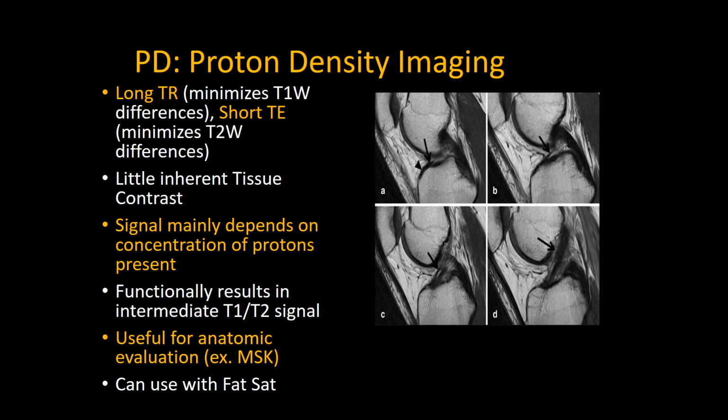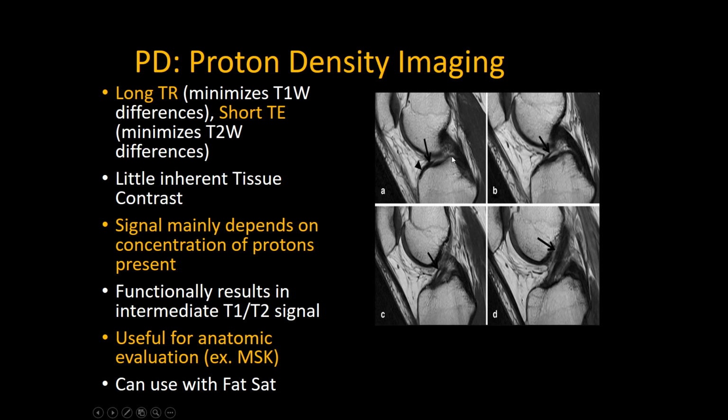Well, the reason we do it is mostly for structural imaging, because the signal that's generated as a result of this setup mainly depends on how many protons are present in a given area. Functionally, this results in everything having intermediate T1 and T2 weighted signal, so you can't really get a lot of tissue characterization using it, but what you do get is very good anatomic detail. So this is useful on things like joint imaging or a knee MRI in this example, because the hydrogen protons are the things that are giving you signal, and you can get good anatomic imaging.